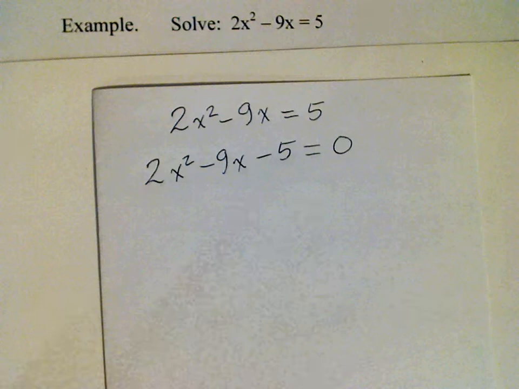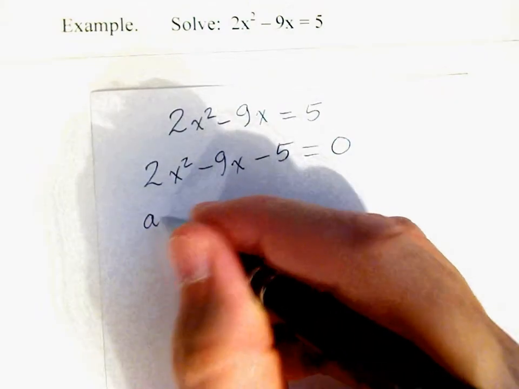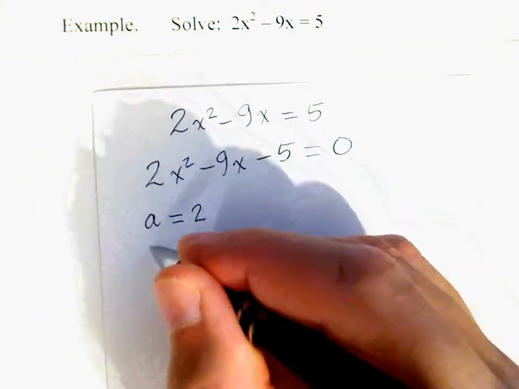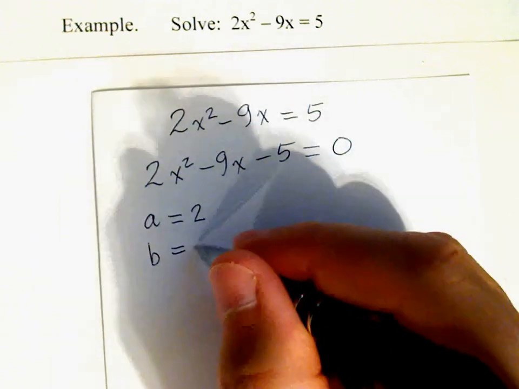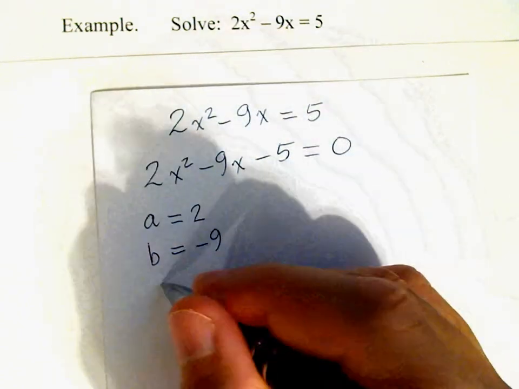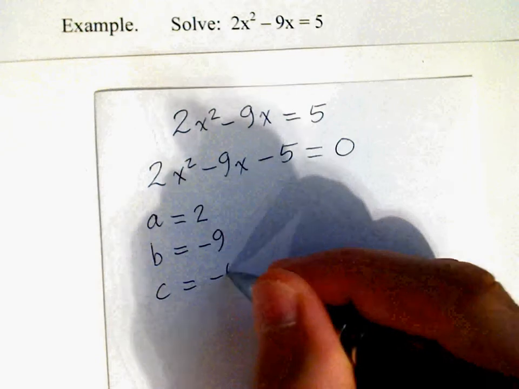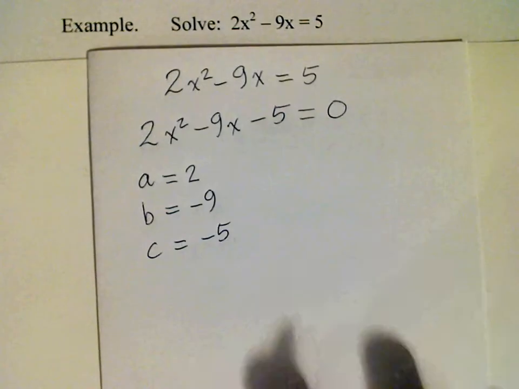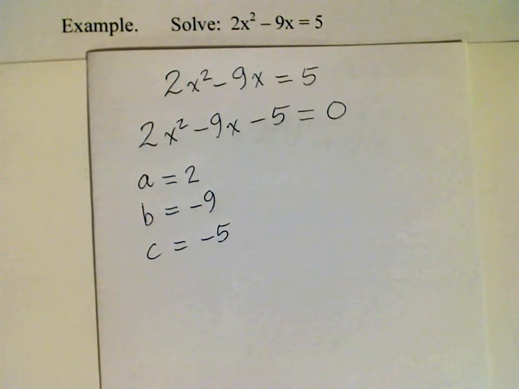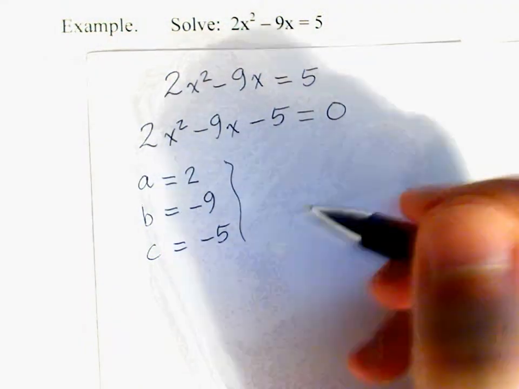And now we can identify A, B, and C. A is equal to 2, B equals negative 9, and C is equal to negative 5. Now we can use the quadratic formula.